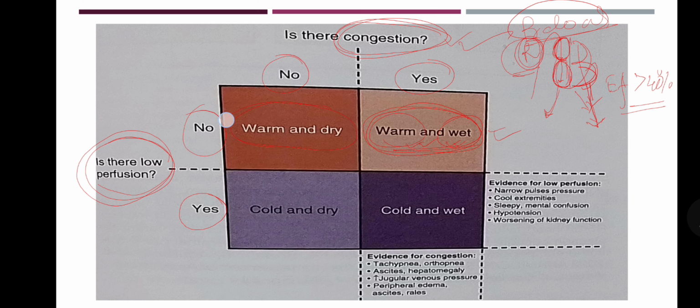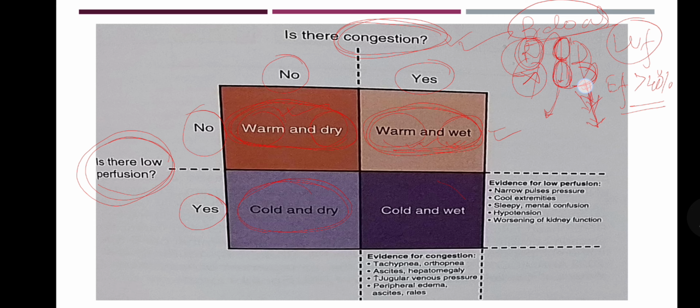When there is no congestion, but the perfusion is low, that is called cold and dry. So congestion is not there. That means there is no right heart failure, but there is an afterload failure. That means left heart failure. When there is a left heart failure, there is a severe failure. When the ejection fraction is less than 40%, but the right heart is normal, then it is called cold and dry failure. That means the child is in shock. This may be seen in some problem of afterload failure, or when there is a decreased amount of fluid or blood in the body.